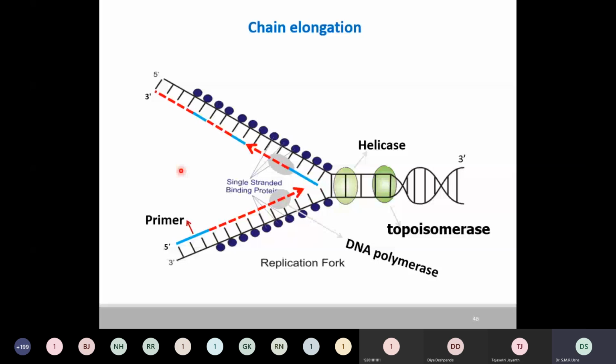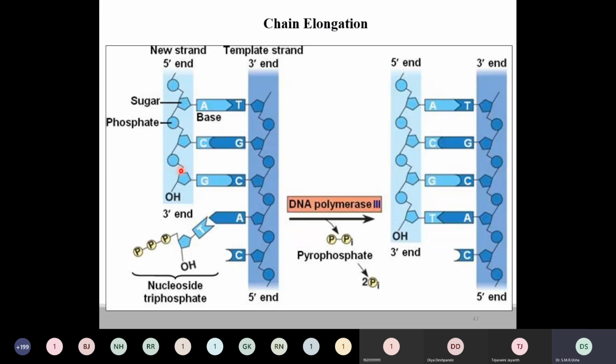So I hope I have made my point clear. Two things: DNA polymerase has proofreading activity. It elongates in the 5' to 3' direction. Because of this limitation, the two daughter DNA strands are synthesized in different ways. One as a leading strand, the other as the lagging strand.